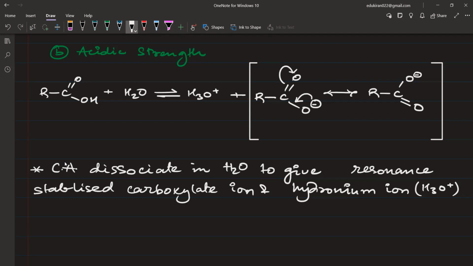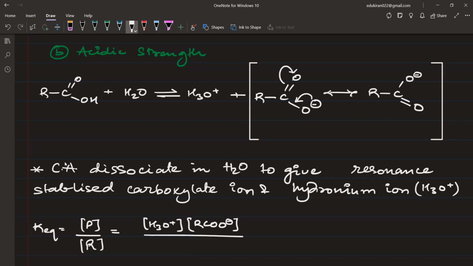Now, how much acidic it is? ये तो पता चल गया acidic है. कितना acidic है? That we will understand by K equilibrium, which is the concentration of product divided by the concentration of reactant. In the product we have H3O plus का concentration, plus the concentration of RCOO negative. In the reactants we have the carboxylic acid RCOOH, and then we have H2O, the water molecule.